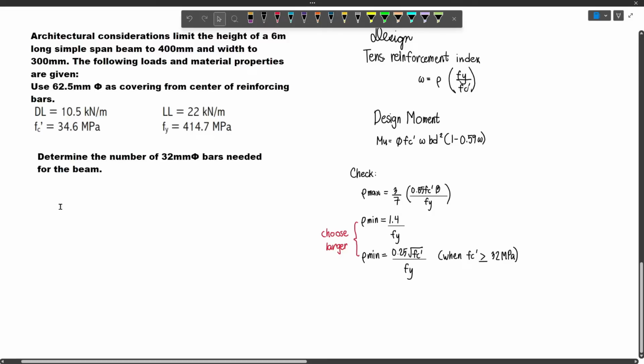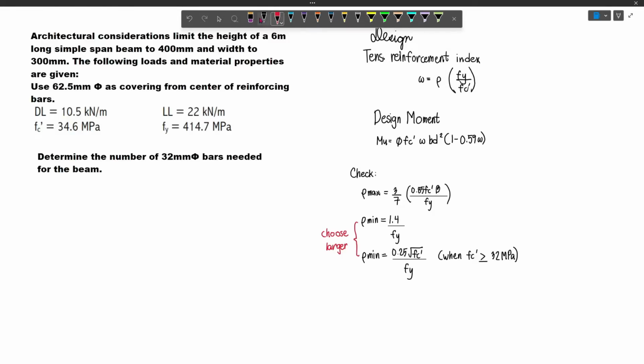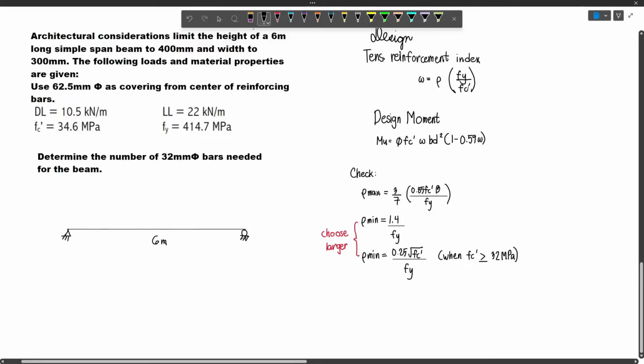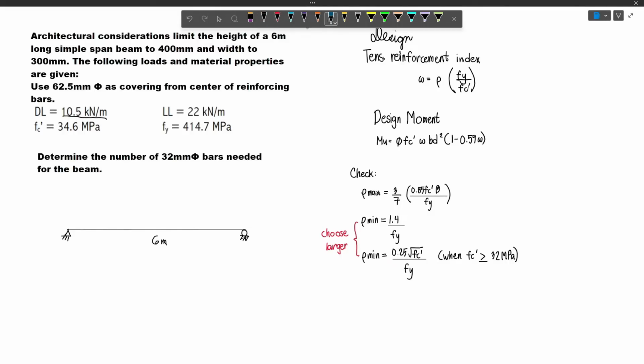So atong first step ani kay compute ta for Mu. Basically kani ra gyud siya ang step, but naa lang extra nga dapat mahibaw-an, kani siya ang tension reinforcement index, but atong i-tackle later. So we have a beam daw which is 6 meters long and simple span siya. Now it carries daw a dead load of 10.5 kN per m. So butang ta load diri.